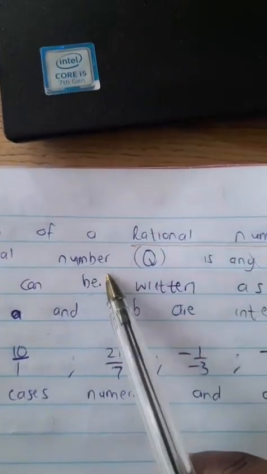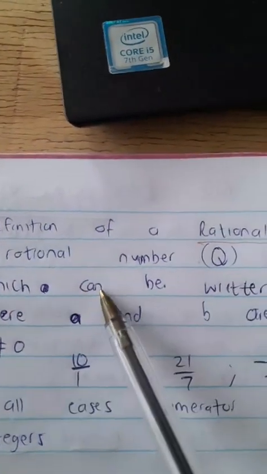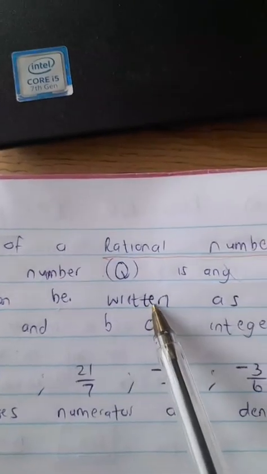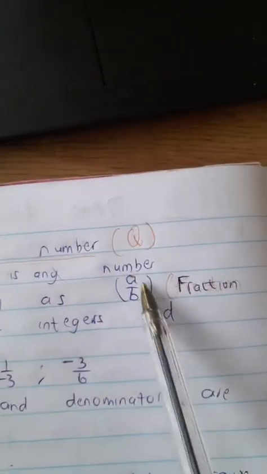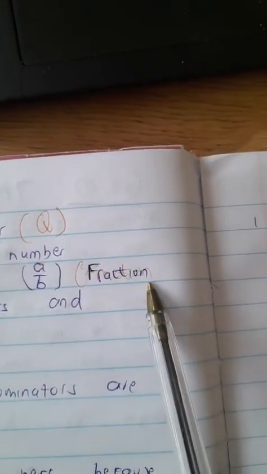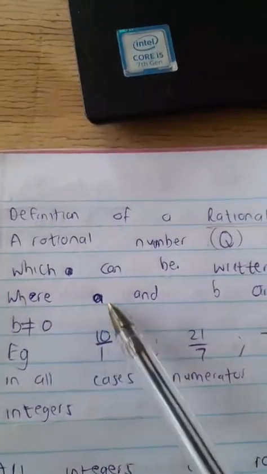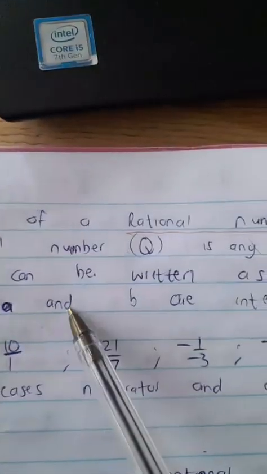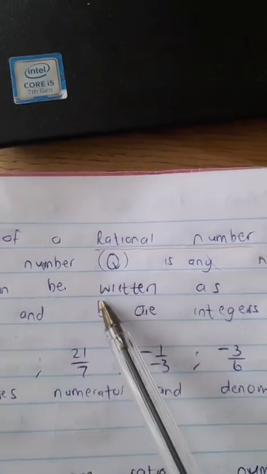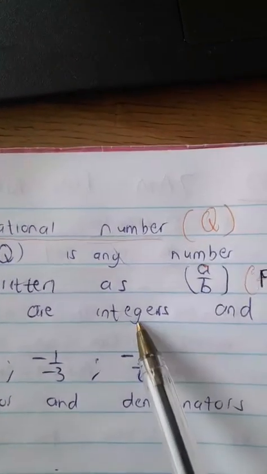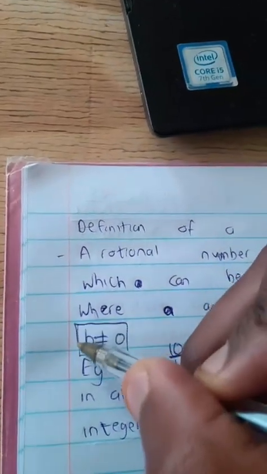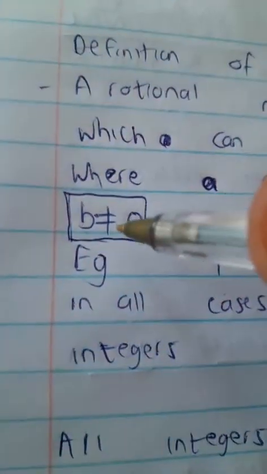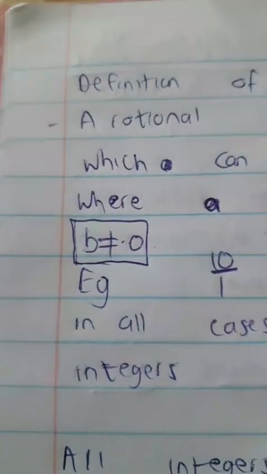So I repeat, a rational number is any number which can be written as A over B, in other words, a fraction, where A, the numerator, and B, the denominator, are integers. And B, which is very important, meaning the denominator, can never, ever be 0.